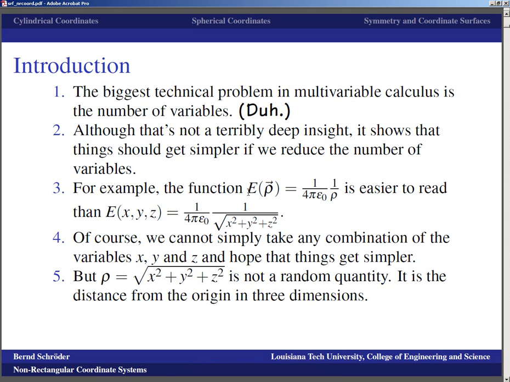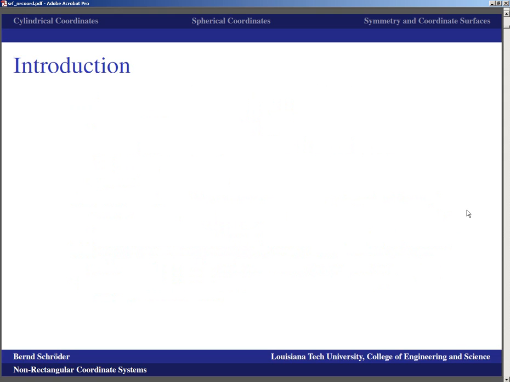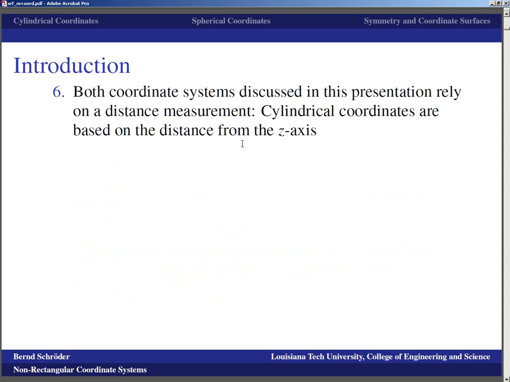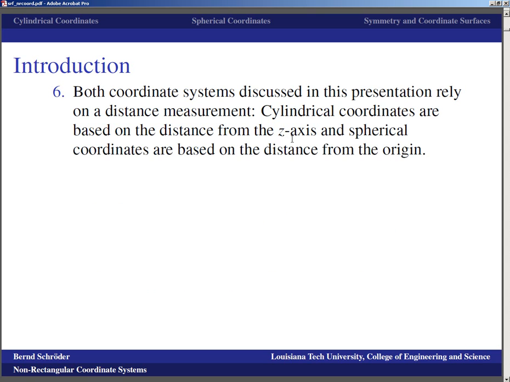So basically, if I had the choice to represent the electric potential of a charge that is scaled to size 1, which technically is a really huge charge, in this form with a rho or in this form with x, y, z, I would certainly choose the rho, and that is also how it is reported in physics texts, except that the rho is often called r, and that's just notational difference between disciplines. Well, we will discuss two coordinate systems that allow us to simplify things a little bit, and both of them rely on a distance measurement. Cylindrical coordinates will be based on a distance from the z-axis, and spherical coordinates are based on the distance from the origin.